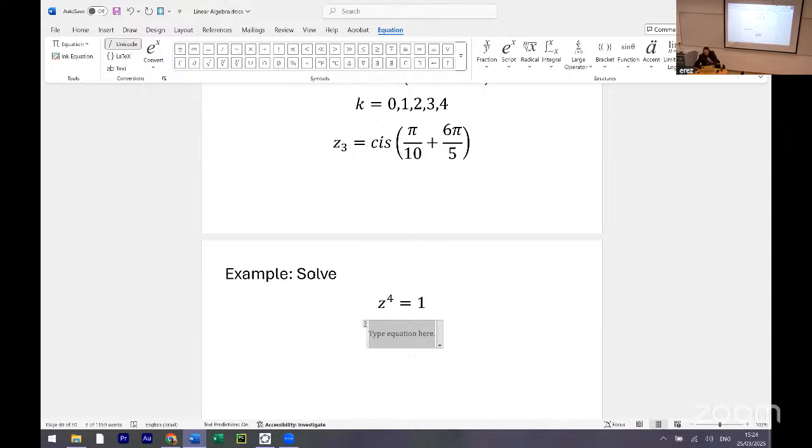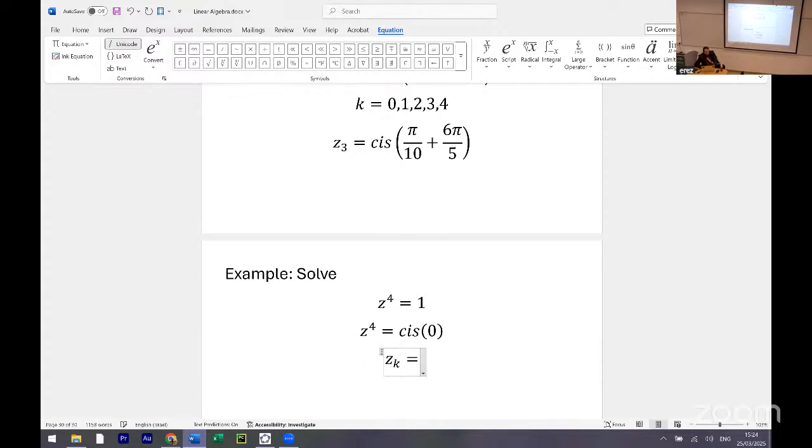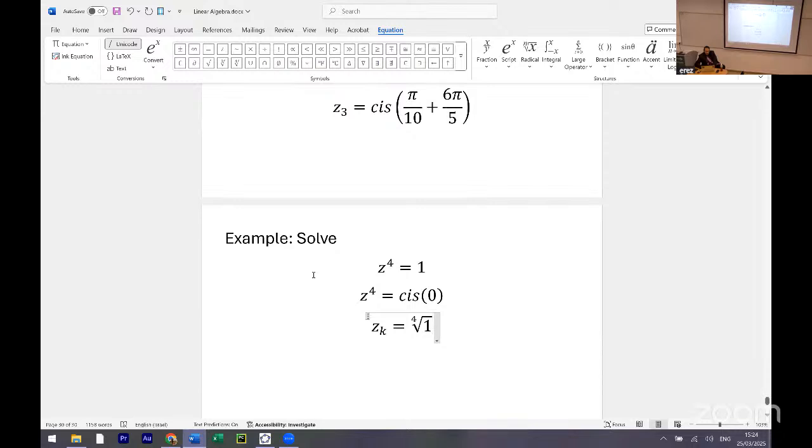It's the same. So we'll change to the geometric notation. 1 is actually the cis of 0. The angle of a positive real number is 0. And therefore, z_k, the solutions, are the fourth root of 1, which is the absolute value of the original number, times cis of the original angle, which is 0 over 4, plus 2 pi times k over 4.